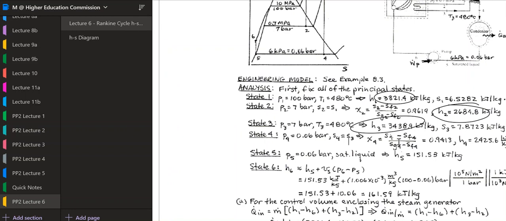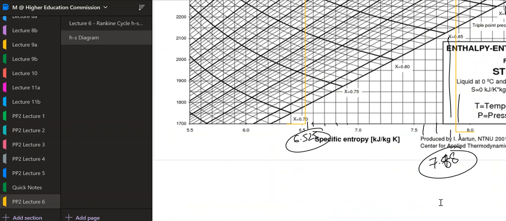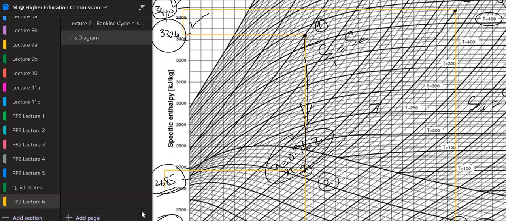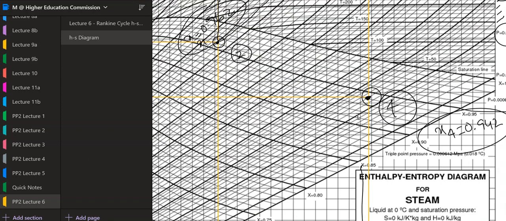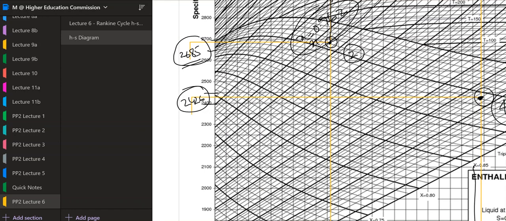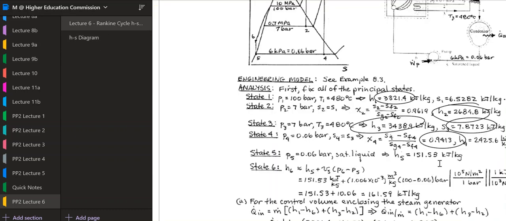The value of entropy was 7.88 from the HS diagram, and over here it is 7.8723. The value of x4 was 0.9413. I hope we did it right. Sorry for that. So yes, it is 0.942 anyway. The value of enthalpy is 2426, and over here the value of enthalpy is 2425.6.